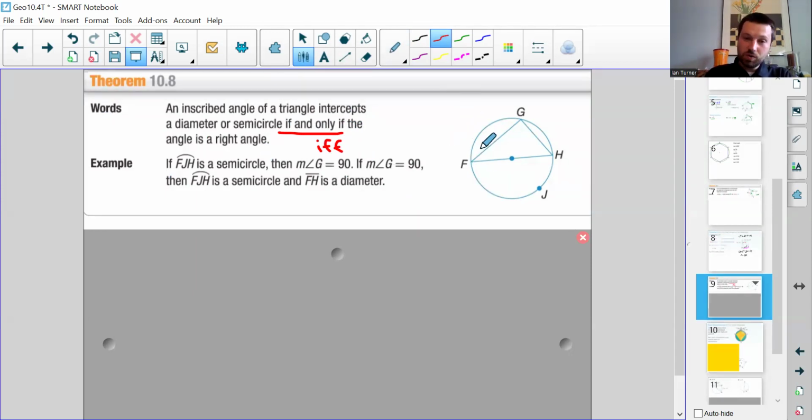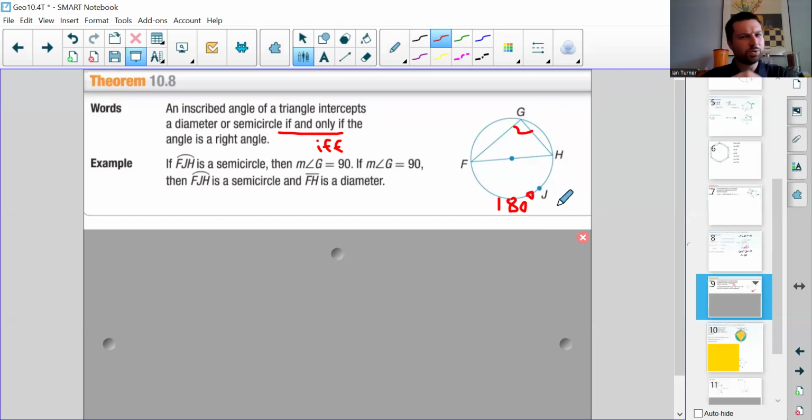So if we know FJH is a semicircle, then angle G is 90. And then if you know angle G is 90, FJH is a semicircle. So you can go either way. If you know this is a right angle, this is a semicircle and this is a 180-degree arc. And if you know this is a semicircle, then this is a right angle.